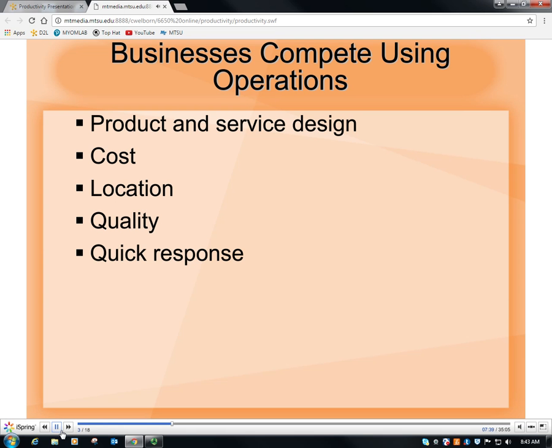Maybe it's just quick response. That's why someone uses us, because we're able to respond to them quicker than our competition. Maybe it's our level of service, that our customers come to us because we provide better service than our competition does.